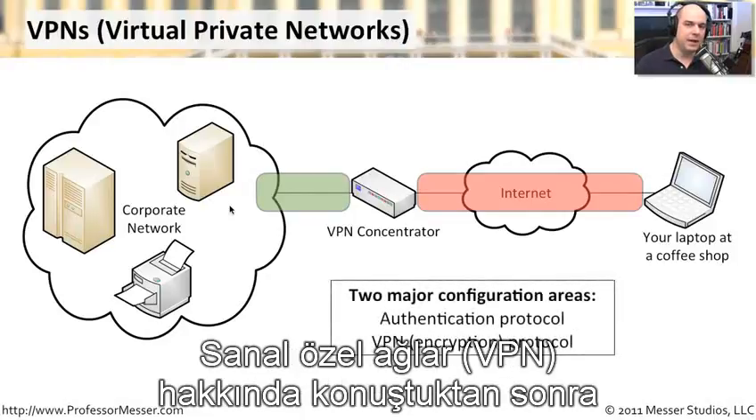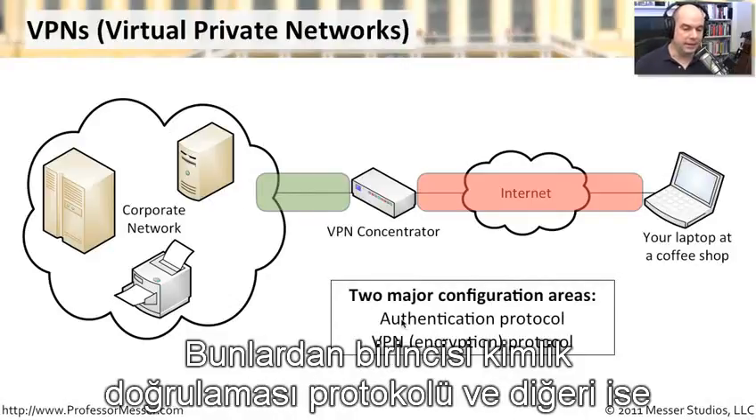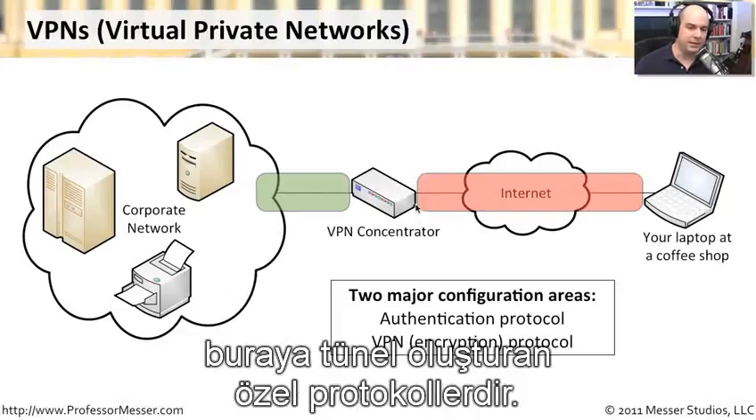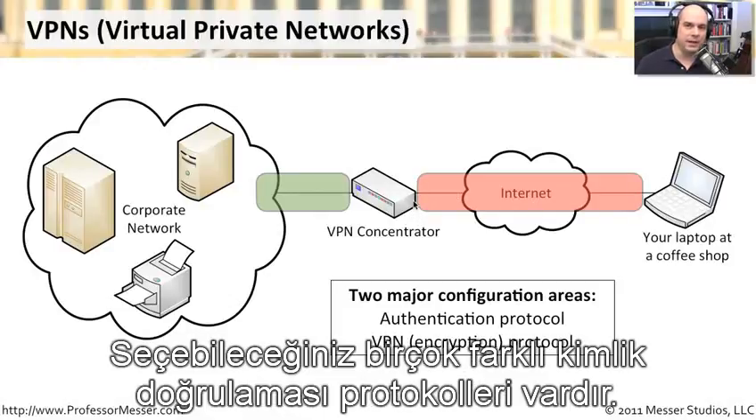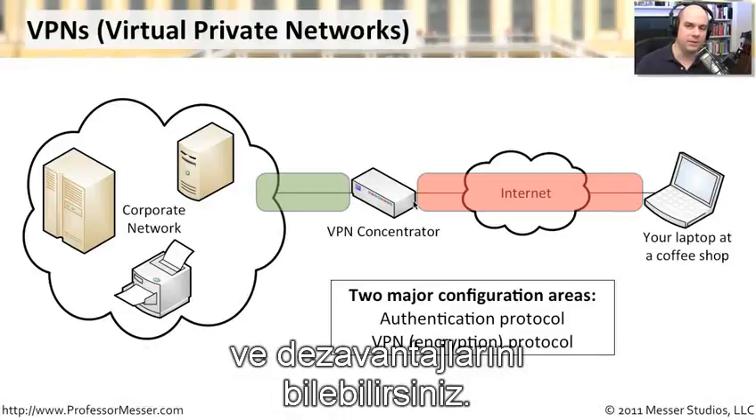When we start talking about virtual private networking, I'm going to focus on two different kinds of protocols. One is an authentication protocol, and one is a VPN, or what we call an encryption protocol. These are pretty important. There are specific protocols that are used just to get you authenticated and build that tunnel to the VPN concentrator. There are a number of different authentication protocols that you have to choose from. We'll step through each one of those so you know the advantages and disadvantages of all of them.